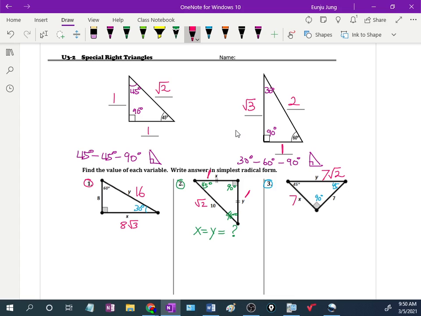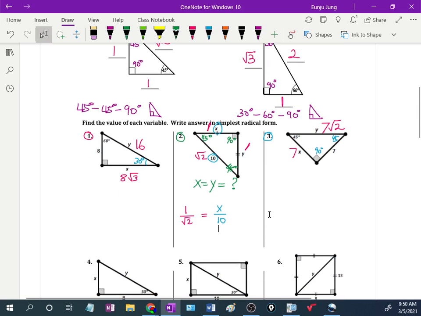So I have the ratio 1 and root 2. And I need to set it up with x and the number 10. X and number 10. So for corresponding parts, you set up the ratio, proportionality, and then you can find the answer. Cross multiply. So root 2 times x is going to be 1 times 10, 10. So you are going to divide by root 2. Okay, so we rationalize the denominator.